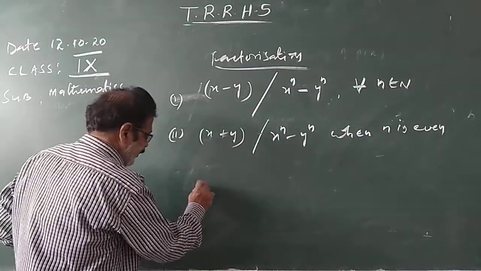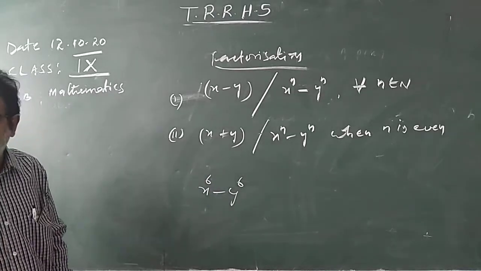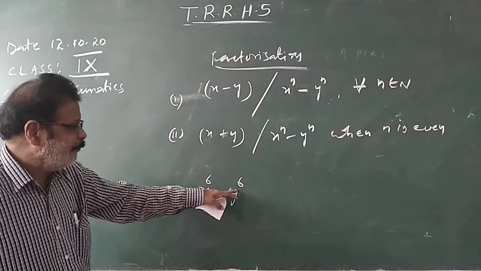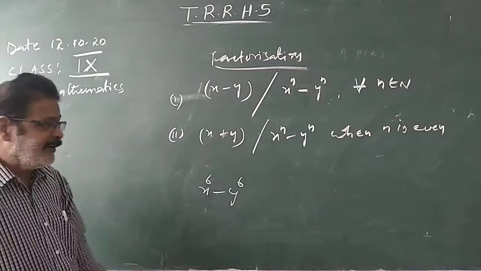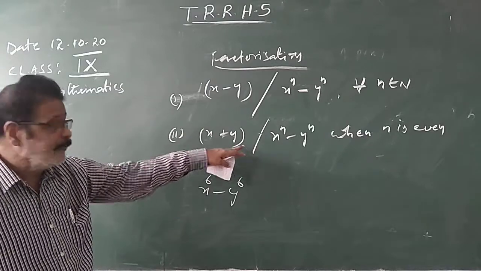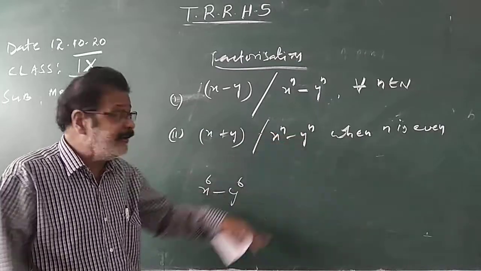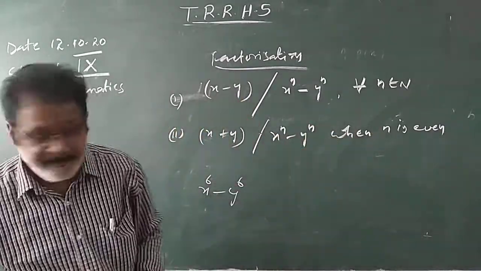For example, x to the power of 6 minus y to the power of 6. The power is an even number, n is an even number. When it is an even number, which is a factor? X plus y is a factor if it is in that form. So x plus y is a factor of x power n minus y power n when n is even.